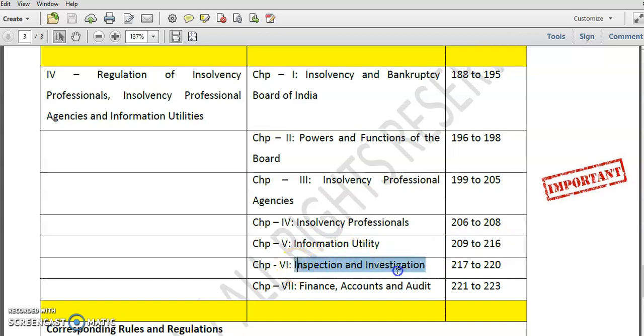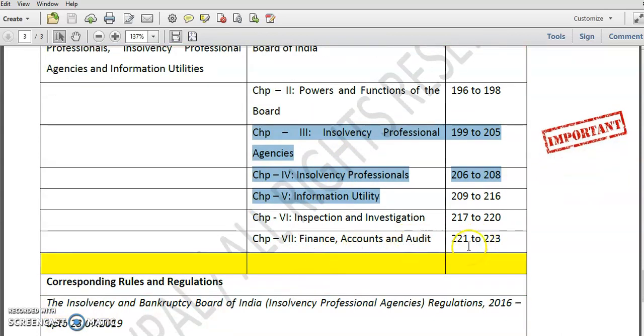Chapter 6, inspection and investigation. So inspection and investigation provisions for these 3 agencies. And it will be governed by the board. So board will have powers of inspection and investigations for these 3 agencies. Then chapter 7, finance, accounts and audit, 221 to 223. This chapter talks about the finance for board and how to maintain the accounts and the audit procedure, all that things.